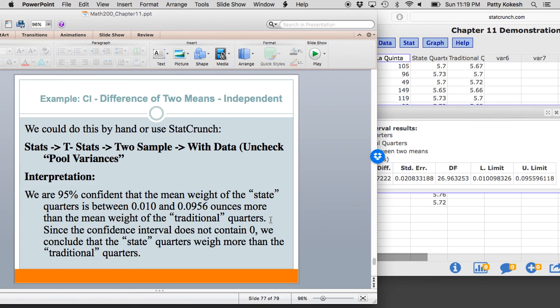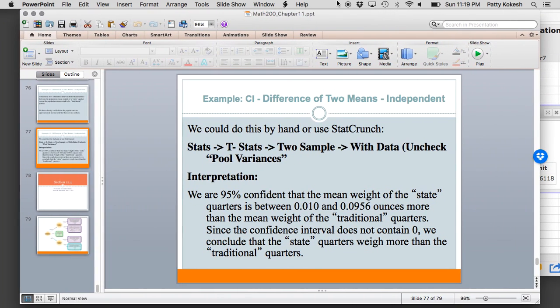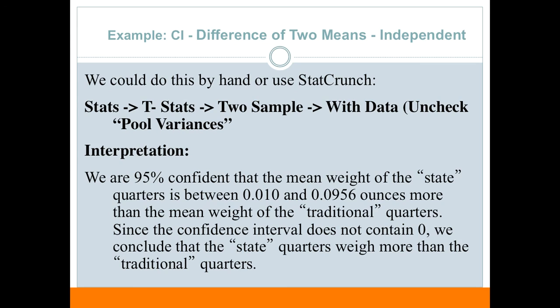Now you'll notice that the interval does not contain 0 in this case, so it is possible to make that same conclusion where we were able to conclude that state quarters actually weigh more than traditional. Now if the interval did contain 0, it means that maybe there's no difference between the two. But since the interval does not contain 0, we know that there is a significant difference between the weight of state quarters and the weight of traditional quarters.